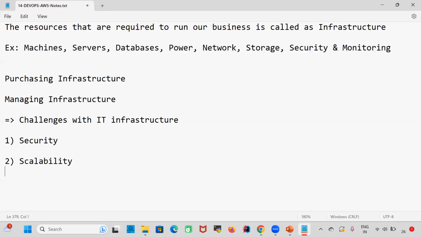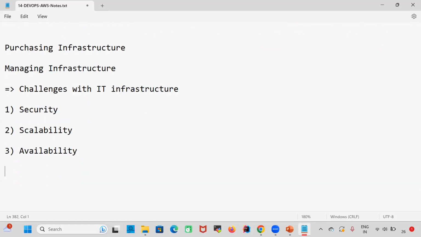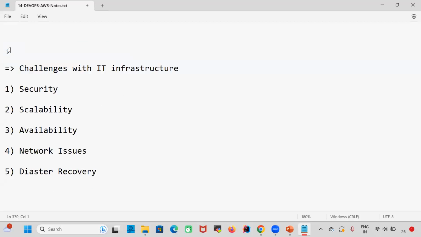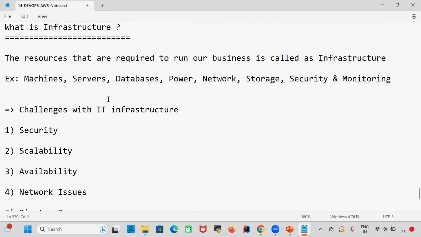Second problem, scalability. How to increase the resources? How to decrease the resources? That is another problem. Third problem, availability. 24/7 it should be available. It should not fail at any point of time. Network issues. If the network is not coming, how will you deal with that? Then disaster recovery. How will you have a backup for your data? So you need to manage all these things when you want to run one software company.